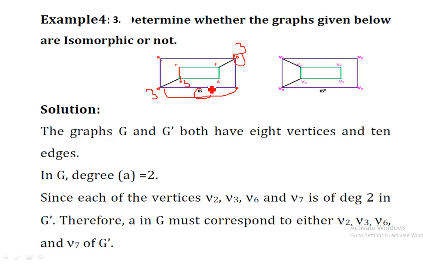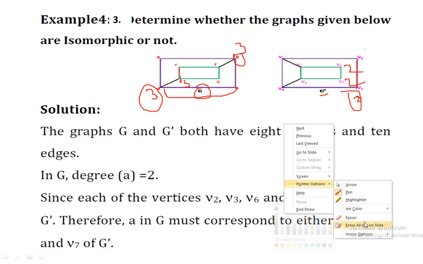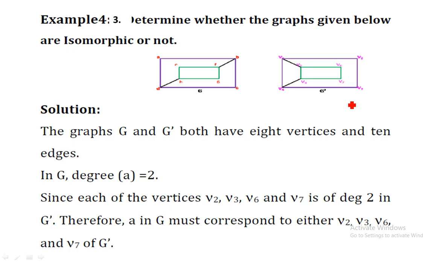So what about G? Understand my words? All the degree 2 vertices are adjacent only to vertices that have degree 3. Now check it in G dash. A vertex of degree 2 is also adjacent to a vertex of degree 2. Here also a degree 2 vertex is adjacent to a vertex of degree 2 only. So this degree pattern does not match between G dash and G. That's why it is not isomorphic.